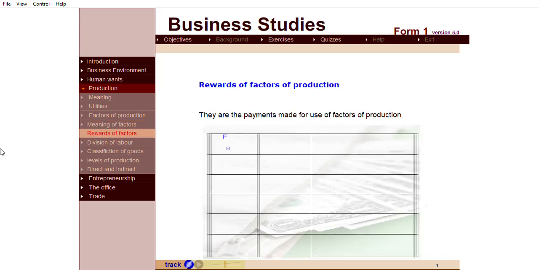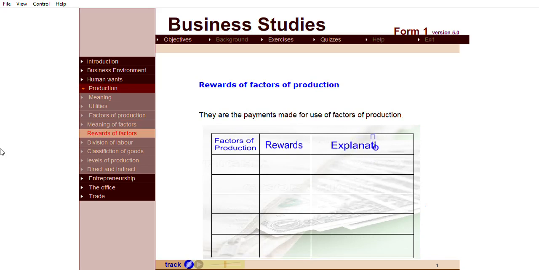Rewards of factors of production refers to the payments made for use of the factors of production.